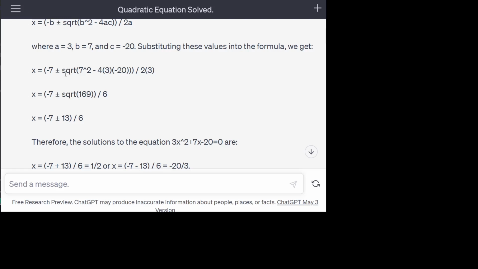And we see here it's trying to figure out the square root of 7 squared minus 4 times 3 times negative 20. And here's where it goes wrong. It computes this as the square root of 169. That is wrong. It's the square root of 289. In other words, when you square 7 and then subtract 4 times 3 times negative 20, you get a negative number here, obviously. So it's minus a minus, so it's plus. That's why you get 289, not 169. And once it gets 169 here, it just continues on and ends up with the wrong answers.